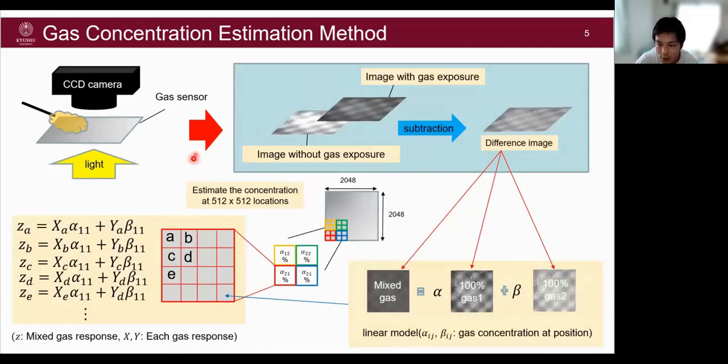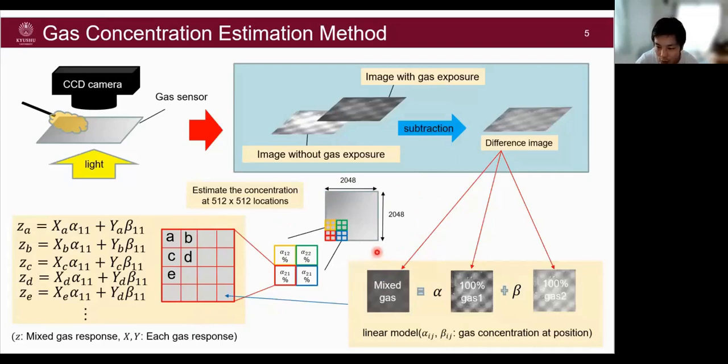A CCD camera is used to capture an image of transmitted light without gas exposure and an image with gas exposure. Next, estimate the density of each subpixel of the captured image, divided by an arbitrary number of pixels. For example, let's assume that a 4x4 pixel block is a subpixel, as shown in the figure. Every 4x4 pixel block out of the 2048 pixels of the whole image is separated as a subpixel.